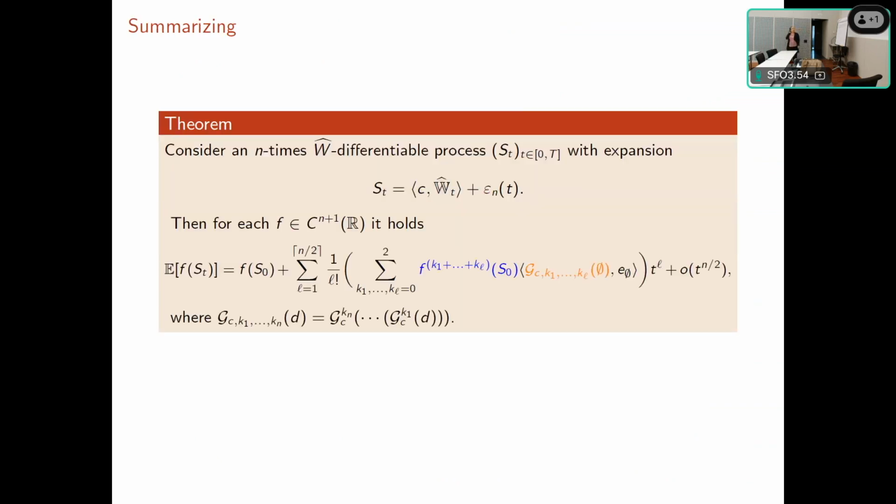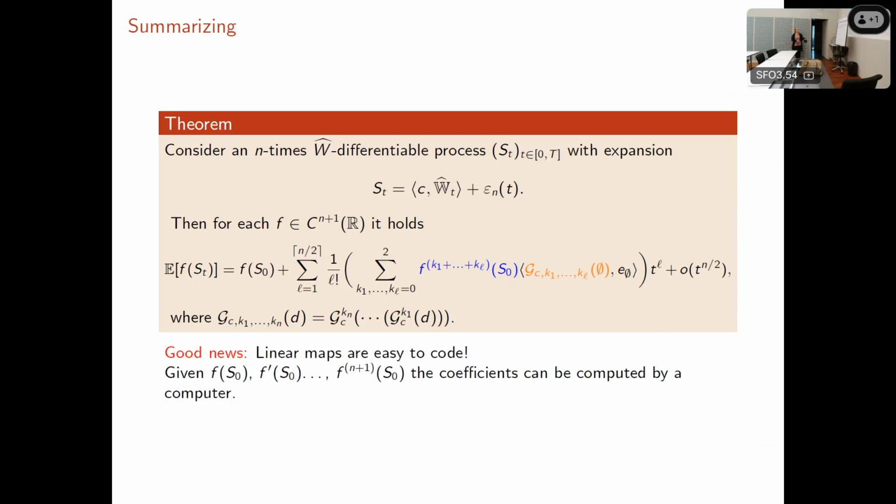This then leads to the theorem, which is of this form here. I know that at first look it can seem complicated, but actually it is extremely explicit. You can expand the expectation of f of your original process S, which was just an Ito process whose coefficients were again Ito processes, at the order that you want by applying these linear operators G recursively. Okay? So this can be done by a computer, because multiplying by matrices is something computers are very good at doing.